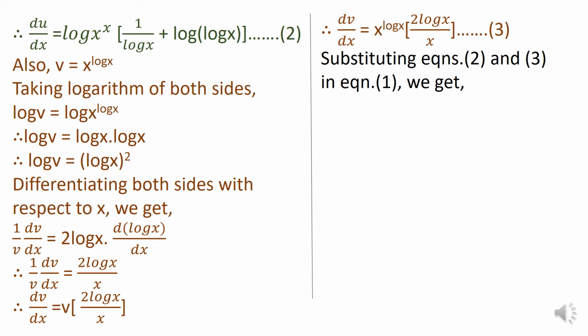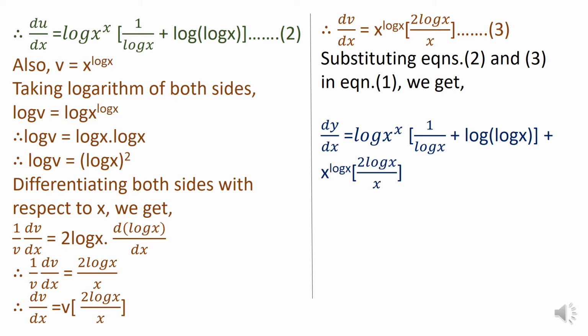Now what do we do? We substitute equations 2 and 3 in equation 1. So we get dy by dx. So dy by dx was actually du by dx plus dv by dx. So here dy by dx becomes the answer for du by dx, which we got as a second equation, and the answer for dv by dx, which we got as a third equation. Both are substituted, and this is our final answer over here.